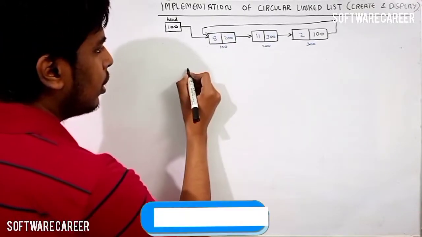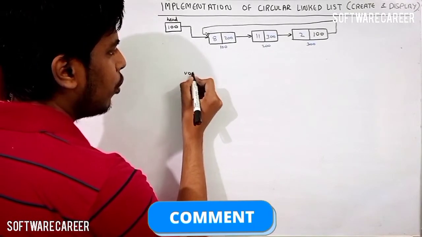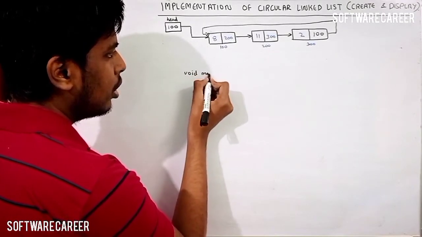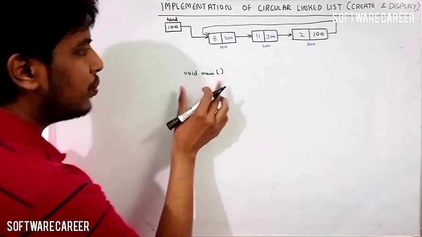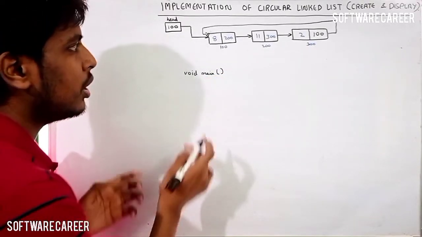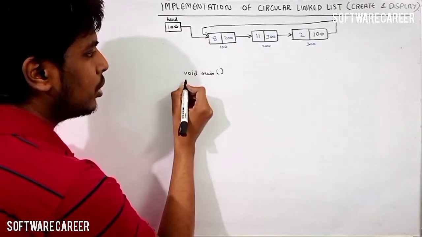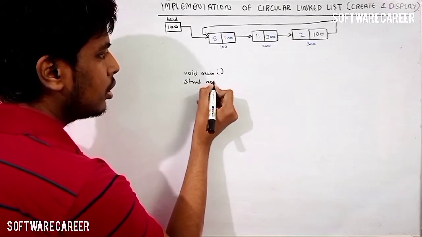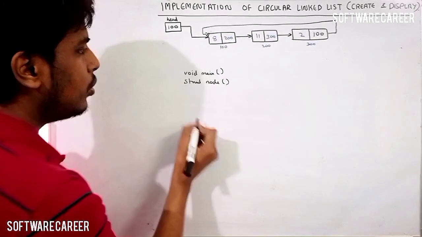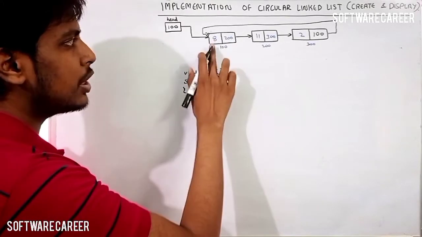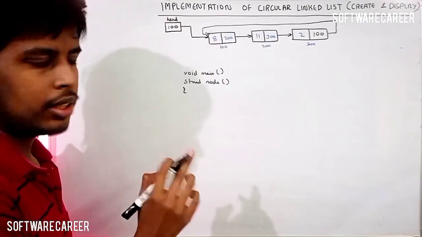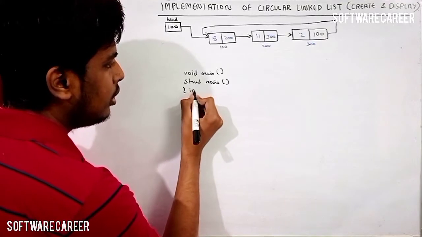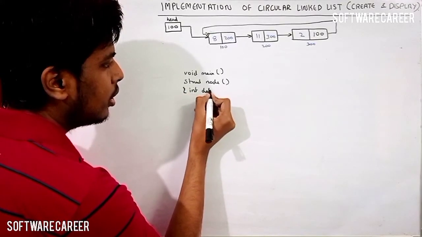See here. Now void main. This is the main function which the computer reads. Now I'll define the structure of a node. Struct node. Now what is the first part in this node? That is the data part. So I'm writing here int data.